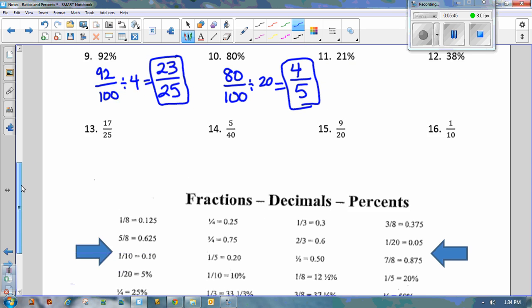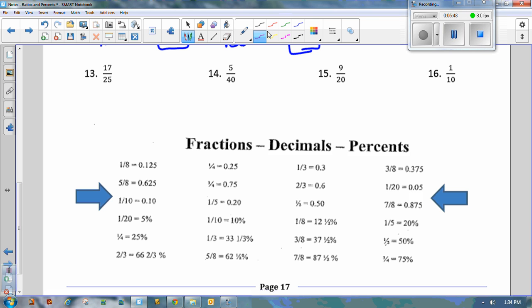Let's take a look at the last couple of problems here. Now we have fractions, and we're going to change them to percents. When I'm looking at number 13, I notice that my bottom portion, the denominator, is 25. So I'm going to take my fraction and make it equivalent to 100. I know that 25 can go into 100 4 times. So then I'm going to go up here and take 17 times 4, which gives us 68. I end up with 68 out of 100, which is 68%.